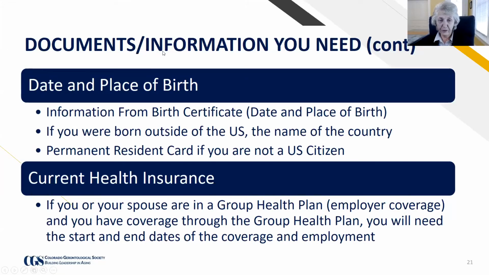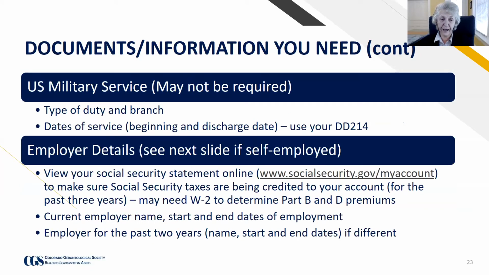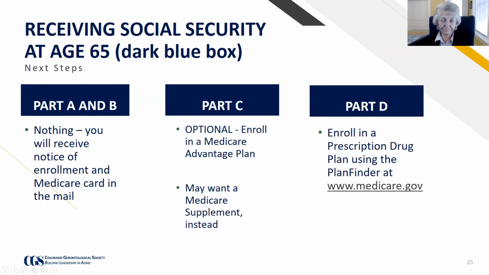When you are opening up your account at My Social Security, you will need your date and place of birth. You'll need information on your current health insurance. You'll need information on any marriages and divorces. If you have any dependent children, you will need that. If you have had any military service or your spouse has, you'll need the DD-214. If you are either employed or self-employed, you will need employer information as well as information about your tax returns as a self-employed person, and you may or may not need information on your bank account.